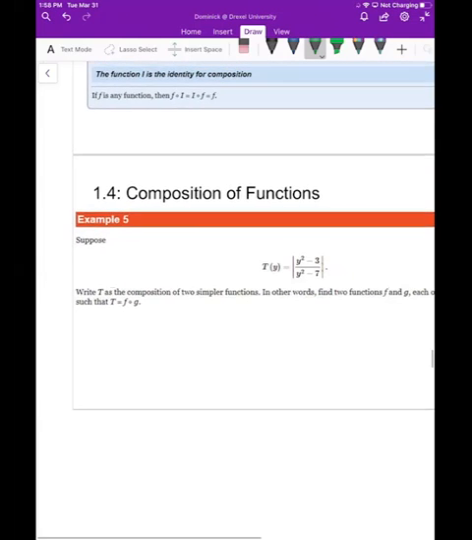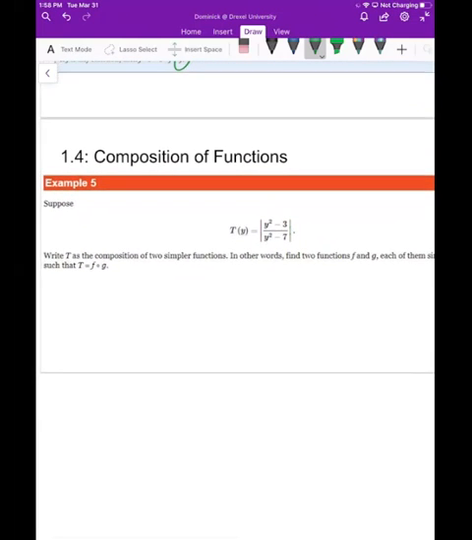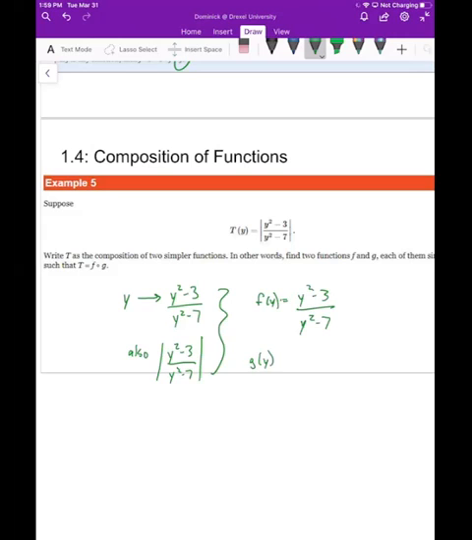Okay, now we're going to go back to the thing that we had before, where we want to write this function, T of y, as the composition of two simpler functions. We see that we have two things happening to y here. y is becoming y squared minus 3 over y squared minus 7, and then we're also taking the absolute value. So we could say this in the form of a composition. We could say that f of y is y squared minus 3 over y squared minus 7. That's the inside part. And then the outside part is just take the absolute value of whatever you have, right?